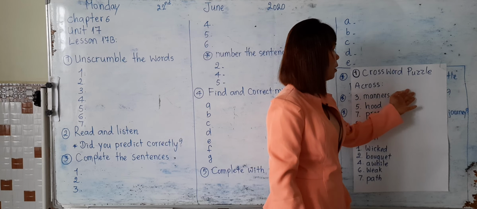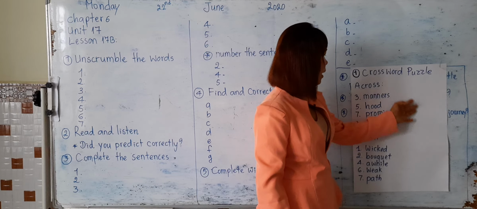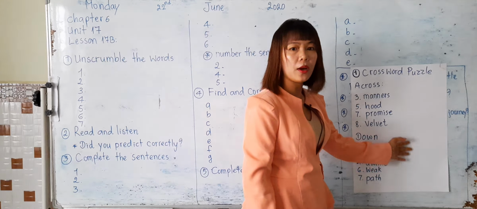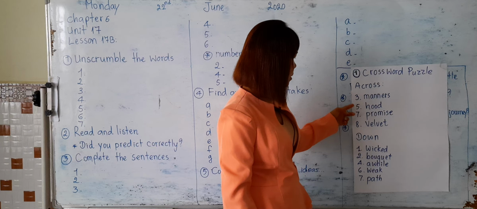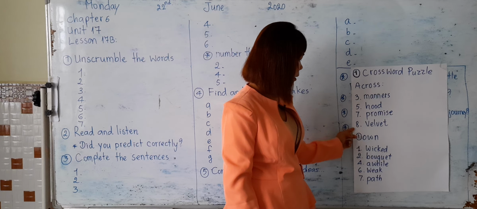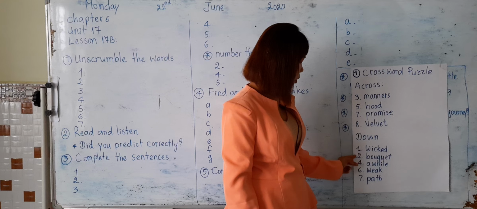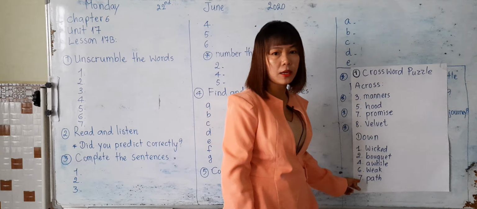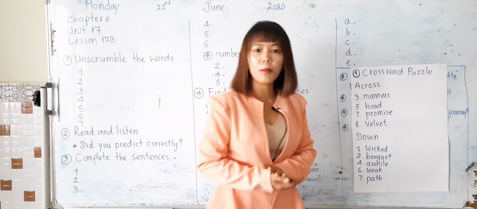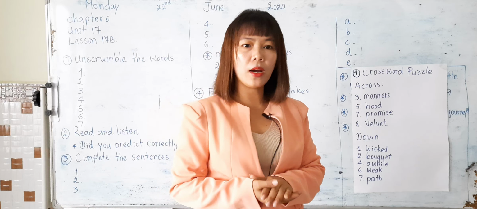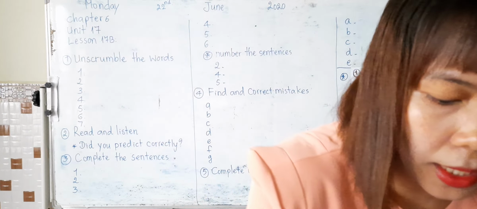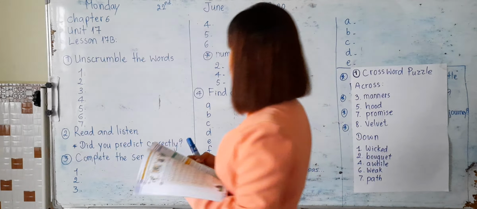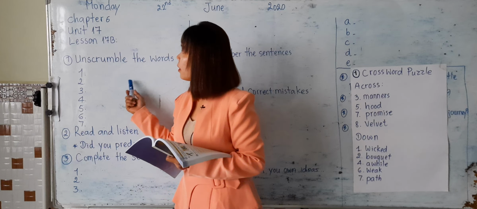Crossword puzzle. Here are the answers, everyone. Across, we have number 3, number 5, number 7, and number 8. And down we have number 1, number 2, number 4, number 6, and number 7. I hope all your homework is correct. So today we go to lesson 17B.